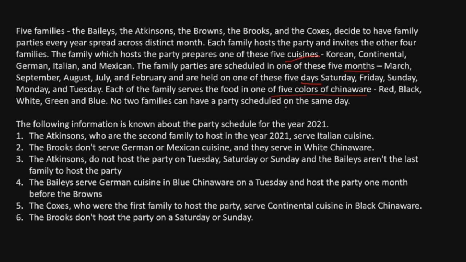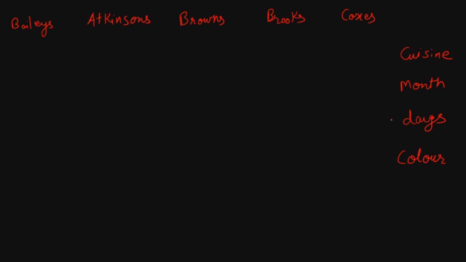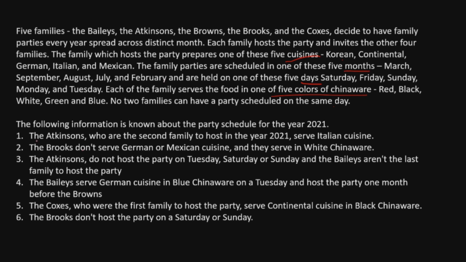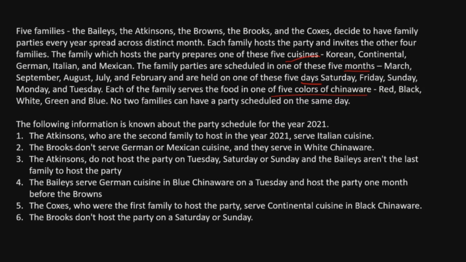red, black, white, green and blue. No two families can have a party scheduled on the same day. So all these categories will be unique for every family. The following information is known about the party schedule. Point one: the Atkinsons, who are the second family to host the party, serve Italian cuisine. So we got the hint, the Atkinsons are Italian cuisine. And there is one more hint: they are the second family.